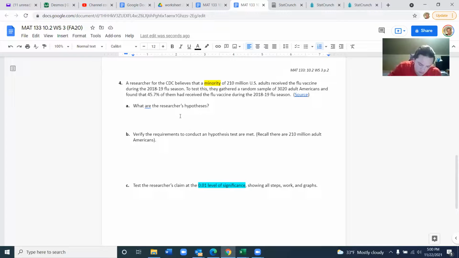So number 4 says, a researcher for the CDC believes that a minority of 210 million US adults received the flu vaccine during the 2018-19 flu season. To test this, they gathered a random sample of 3,020 adult Americans and found that 45.7% of them had received the flu vaccine during that season. It asks, what are the researchers' hypotheses, verify the requirements, and then test the researchers' claim. So I say we work on this. I'll let you work on it, and then we'll put it together.